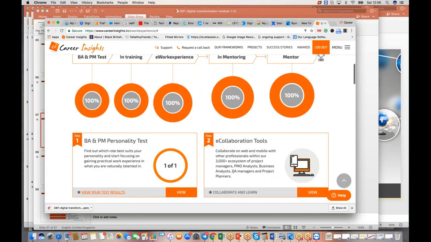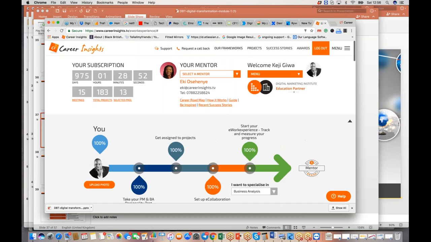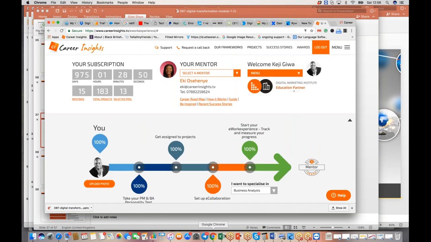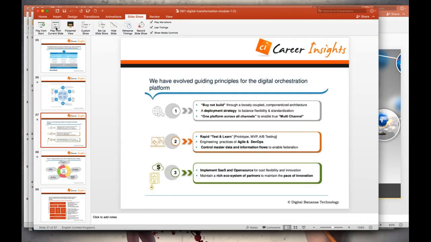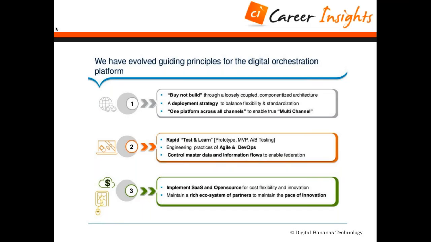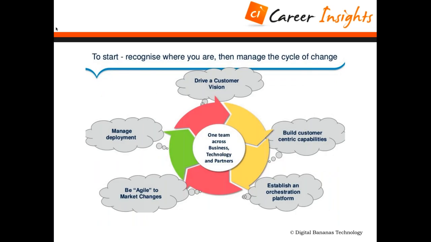Which is really, really cool. So our eWork Experience platform, which has all the videos, all the training materials, has now been integrated with the projects. And that, ladies and gentlemen, is what digital transformation is all about. Why? Because it's making your life easier. It's making worker enablement possible anywhere, anytime.